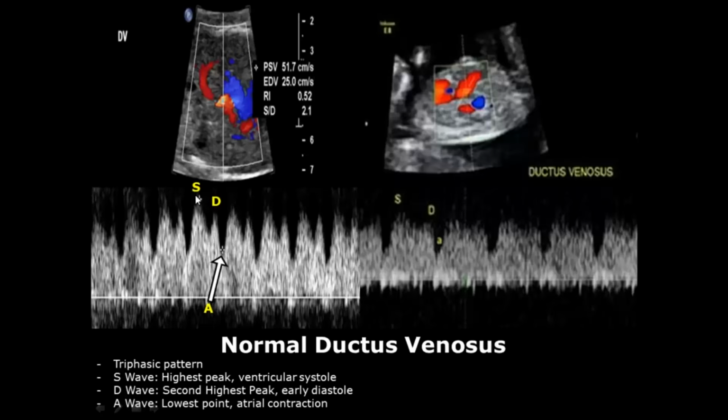The highest peak is called the S wave. It represents ventricular systole. There is a sharp increase in velocity for a short amount of time. The second highest peak is the D wave. It represents early diastole. And the A wave is the lowest point and it represents atrial contraction. The entire blood flow is in the forward direction.